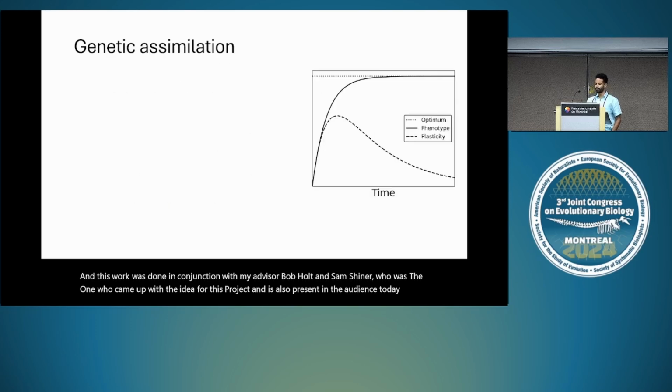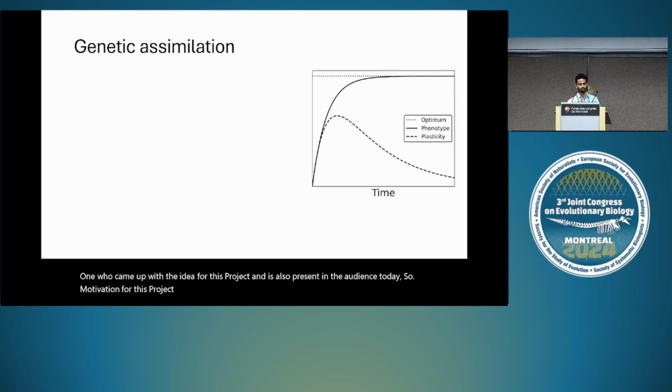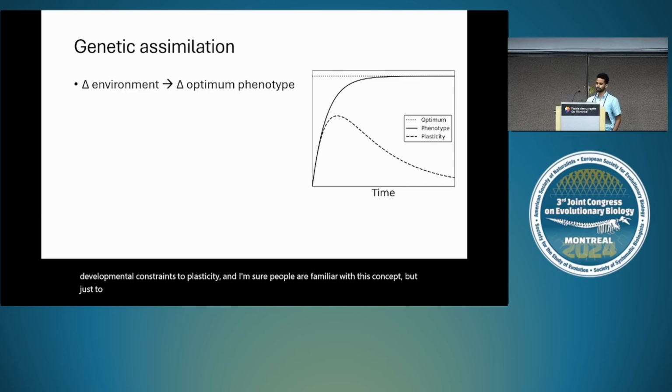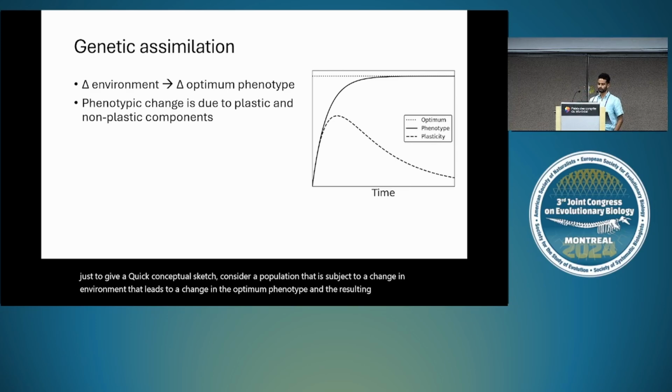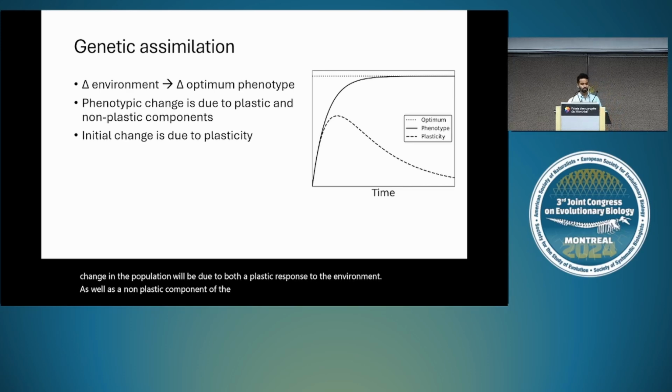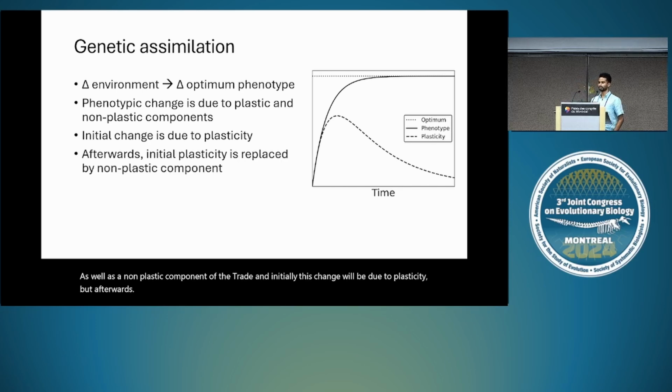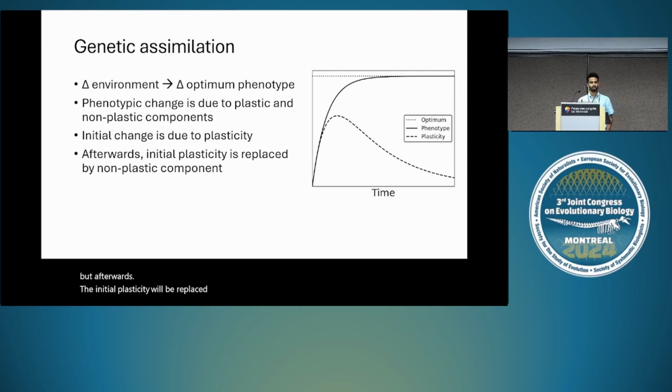The motivation for this project was to examine how genetic assimilation is affected by developmental constraints to plasticity. Just to give a quick conceptual sketch, consider a population subject to a change in environment that leads to a change in the optimum phenotype. The resulting phenotypic change will be due to both a plastic response to the environment and a non-plastic component of the trait. Initially, the change will be due to plasticity, but afterwards, the initial plasticity will be replaced by the non-plastic component of the phenotype.